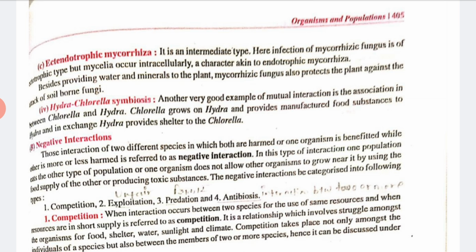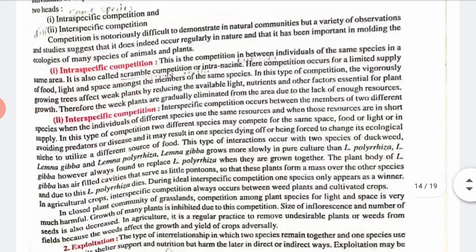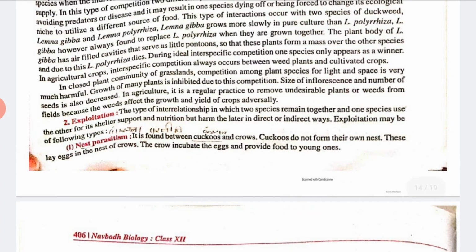Now exploitation is the type of interrelationship in which two species remain together and one species uses the other for shelter, support and nutrition, but harms the latter in a direct or indirect way. We have the example of nest parasitism. What is nest parasitism? It is found between cuckoos and crows. Cuckoos do not make their own nest and lay eggs in the nest of crows, and the crow incubates the eggs and provides food to the young ones. Clear? Yes.